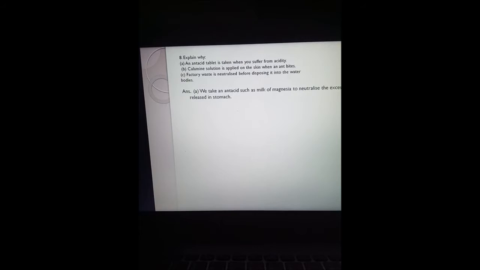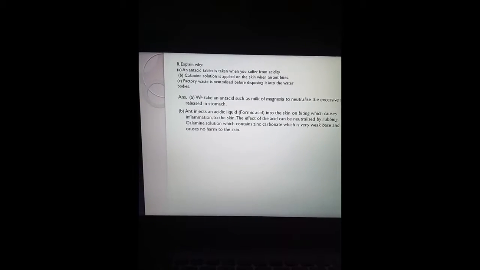Number 8: Explain why an antacid tablet is taken when you suffer from acidity. We have discussed it as an example before. Antacid contains a base like milk of magnesia, so it can be used to cure acidity because milk of magnesia will neutralize the excessive acid in the stomach.